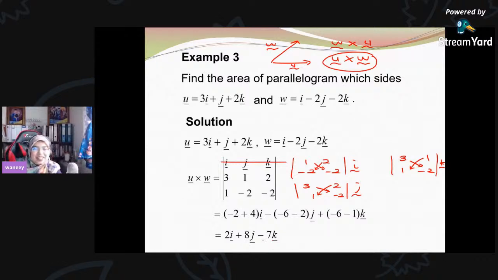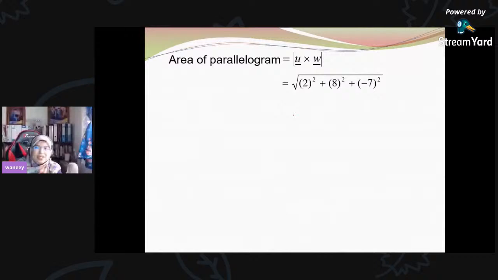Okay, so let us calculate its magnitude. This is equal to the square root of 2 squared plus 8 squared plus negative 7 squared. So the area of the parallelogram, now you can use your calculator for this. So this is actually equal to 10.8 unit square. This is area, so that's the reason why we are using unit square.